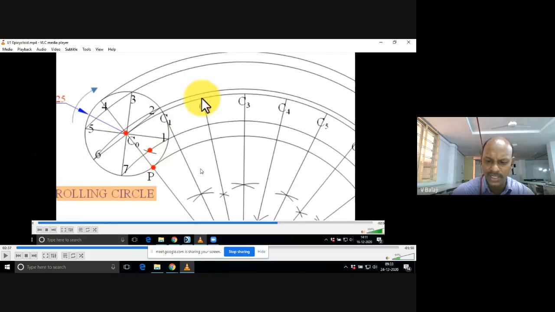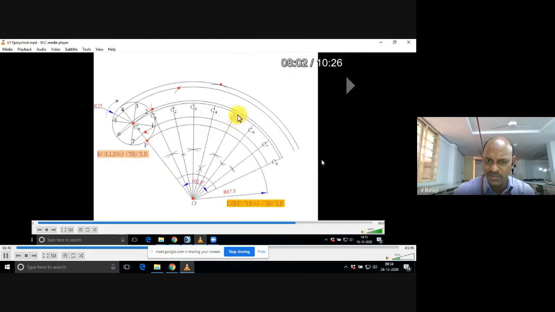Then move to center C2, cut the arc 2 6. So this is the arc 2 6, right? You have to cut on that arc. Go to the next center C3, cut the arc 3 5. Same procedure. If you have practiced all the previous problems, you can easily do this.